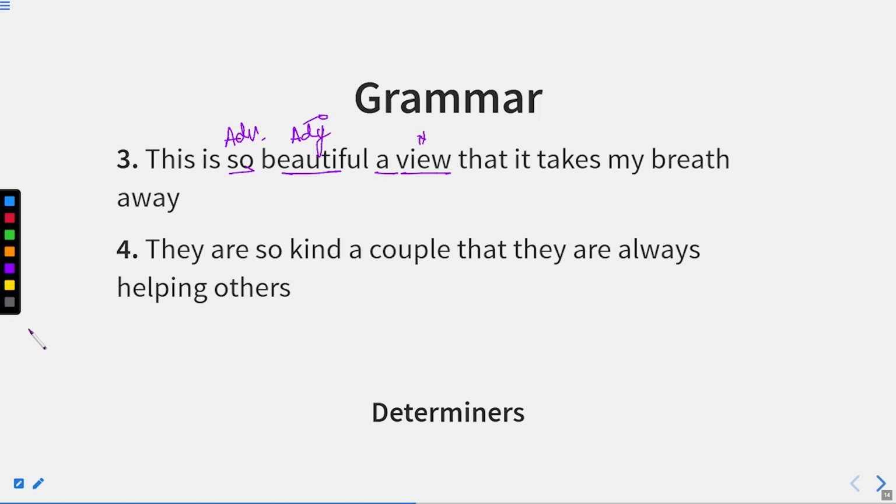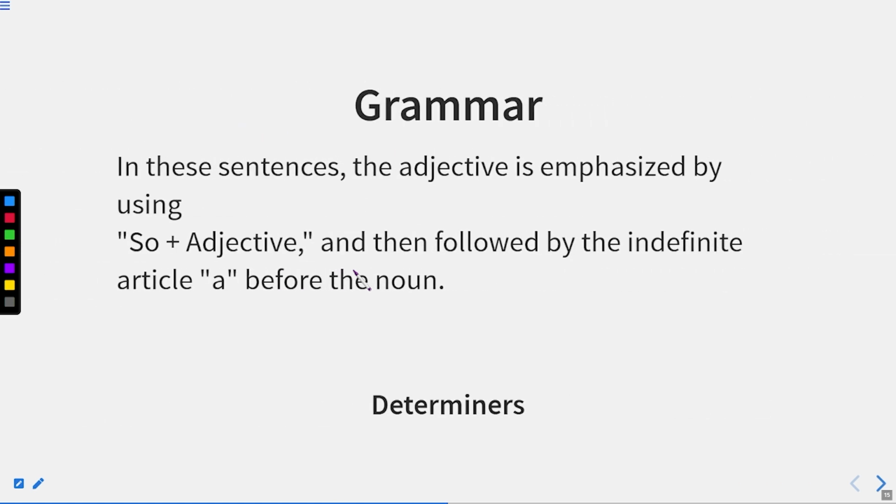They are so kind a couple that they are always helping others. Kind is an adjective, before which we have so, which is an adverb. We have couple as a noun, and before this we have used a. Now let us move to the next one. In these sentences, the adjective is emphasized by using so plus adjective, followed by the indefinite article a before the noun. So the adjective is emphasized by the word so, and the noun is described by this indefinite article, either a or an.